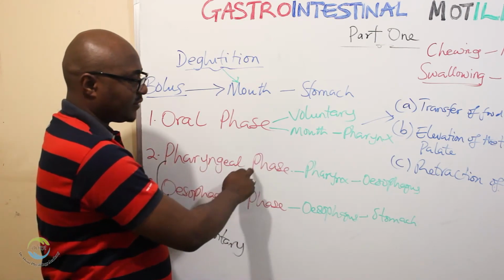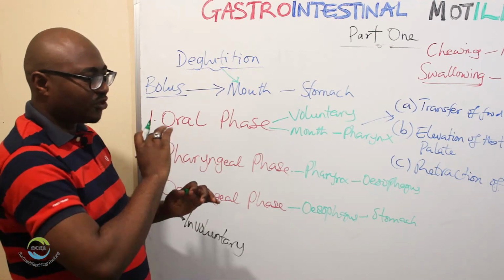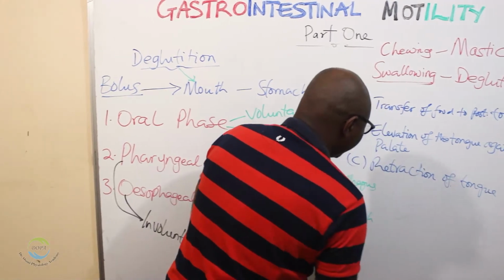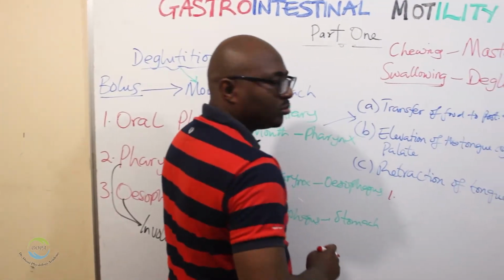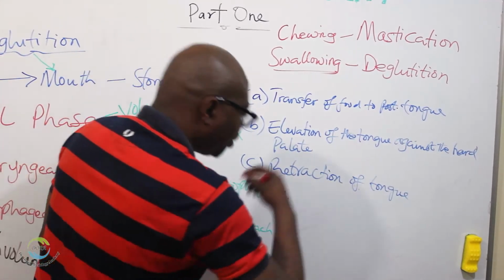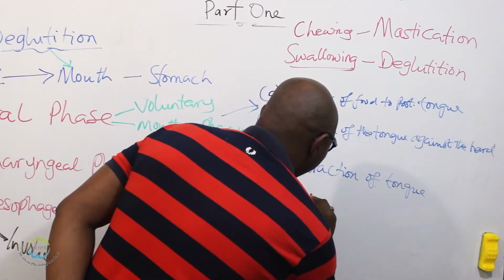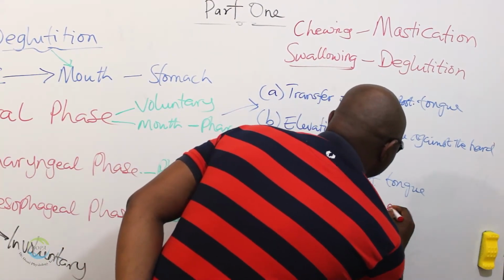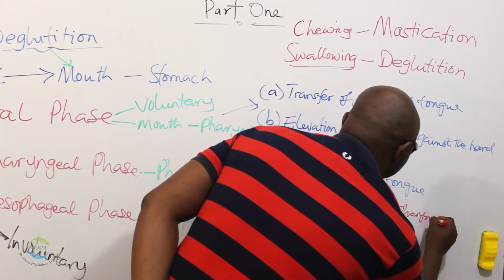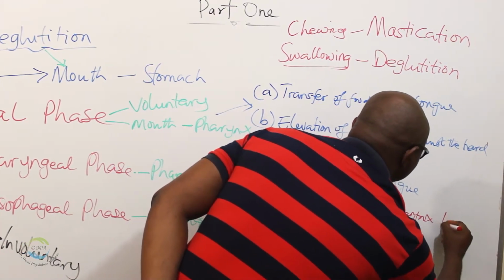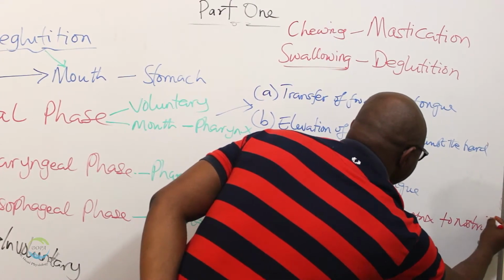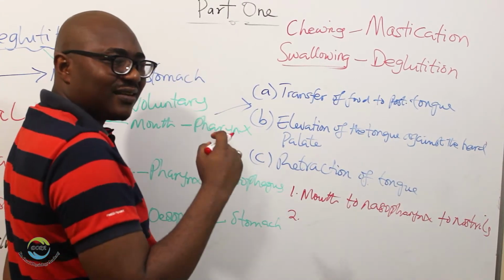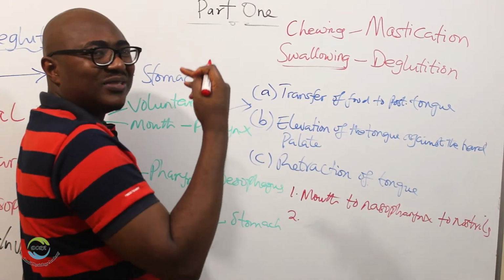Pharyngeal phase. Whenever you're talking about the pharyngeal phase, just remember that, number one, let's use this red pen, food can go to the nostrils through the nasopharynx. So number one possibility is from mouth to nasopharynx and into nostrils.